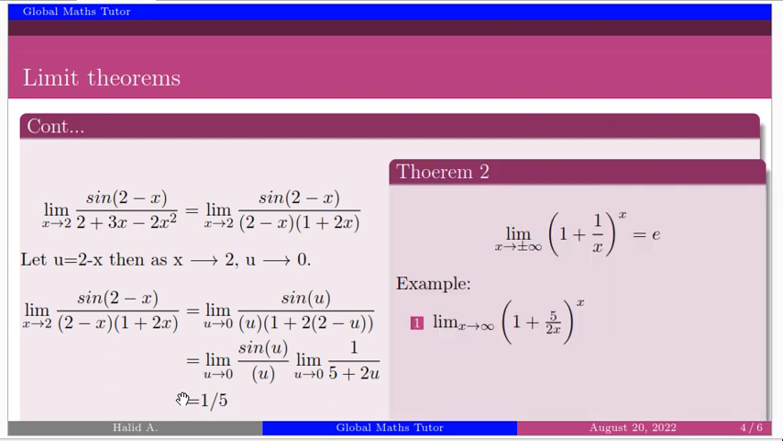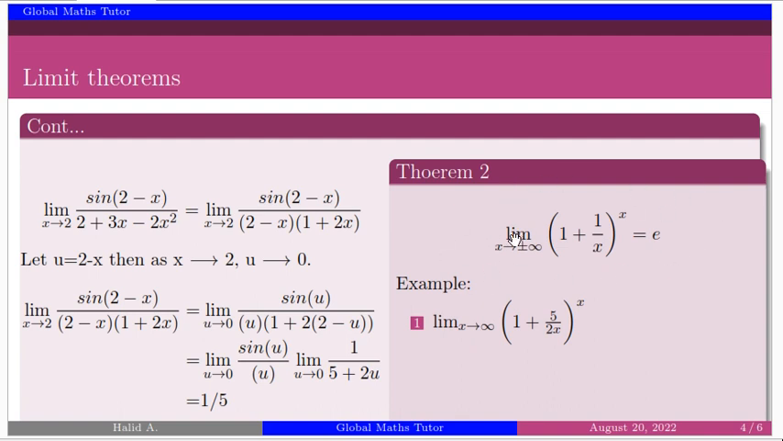Let's start the second theorem. The second theorem says the limit of 1 plus 1 over x, the whole power of x, as x approaches plus or minus infinity gives the natural logarithm number e, that means 2.71 something, so it gives e.